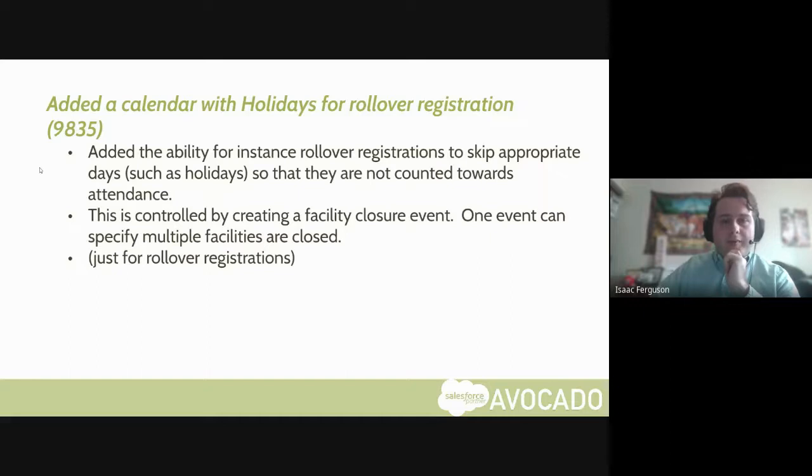And this is controlled by creating a facility closure event, and one event can specify multiple facilities are closed. An important note, this just affects rollover registrations right now, but in the future we are looking to add this functionality in other Avocado modules.